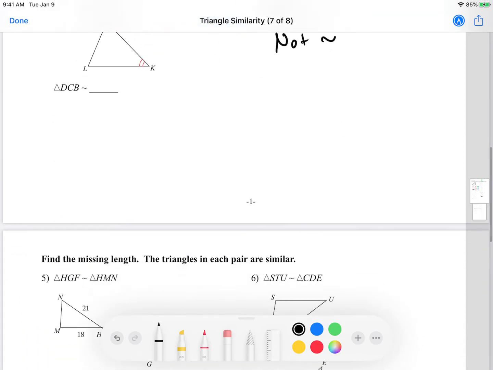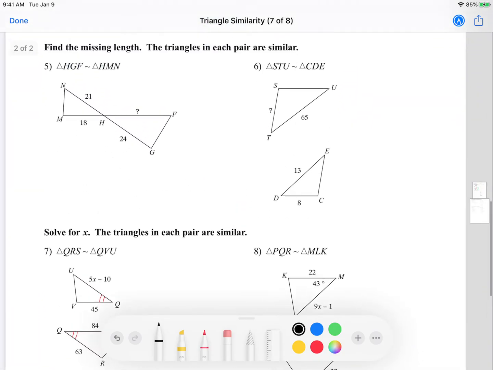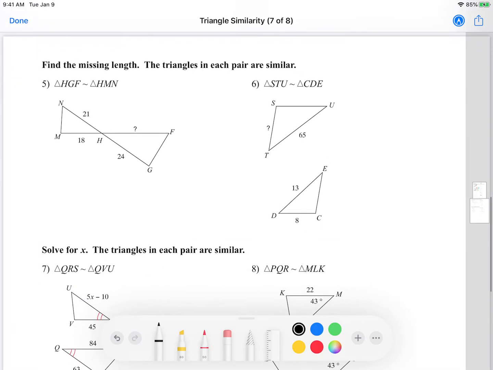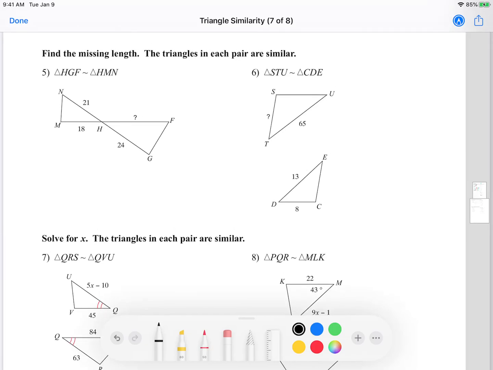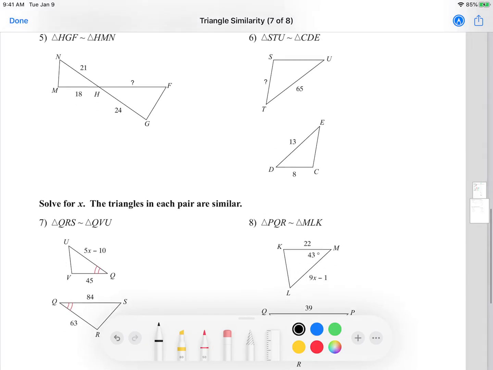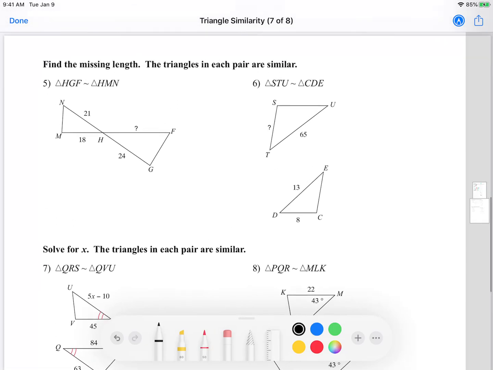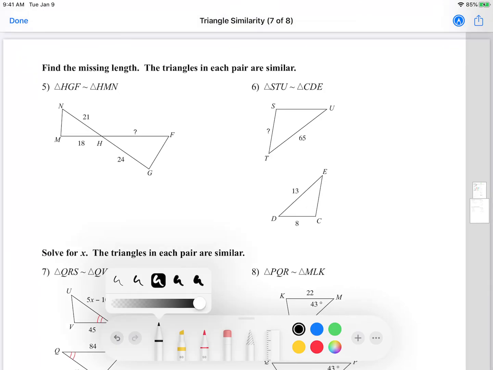And then the last problem I wanted to go through with you, I'm sorry, I had 2. The last problem I want to go through with you is, actually I'll do number 5 and number 7 with you. There we go.